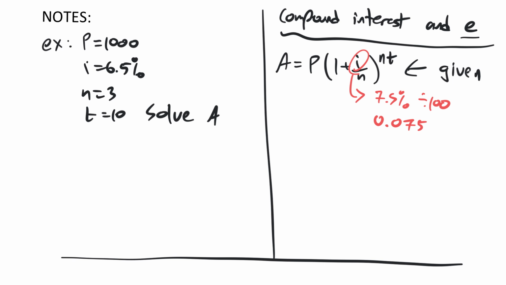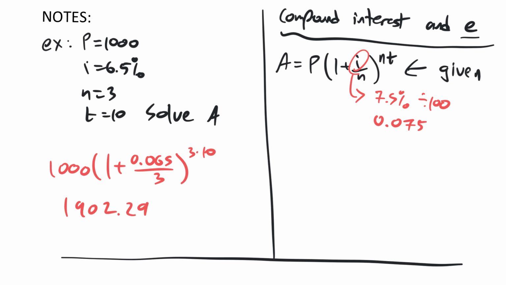All right, so you should get 1,000 (let me do this in another color) 1,000 times (1 plus 0.065 over 3) to the power of 3 times 10. That should give you 1902.29.